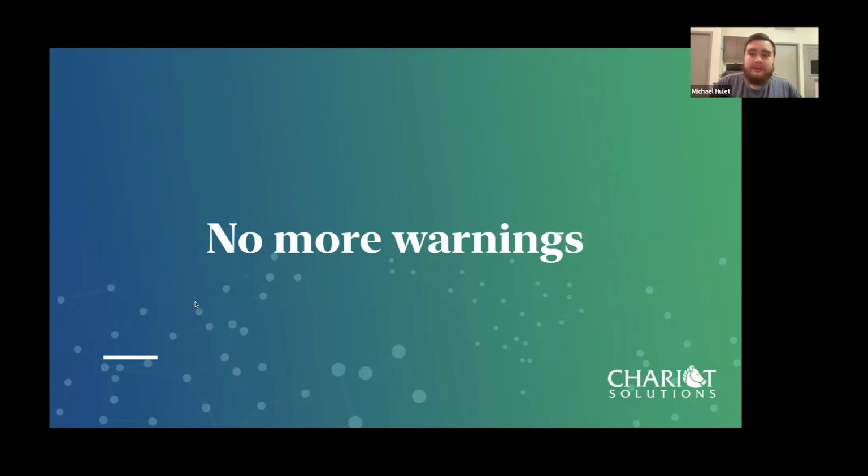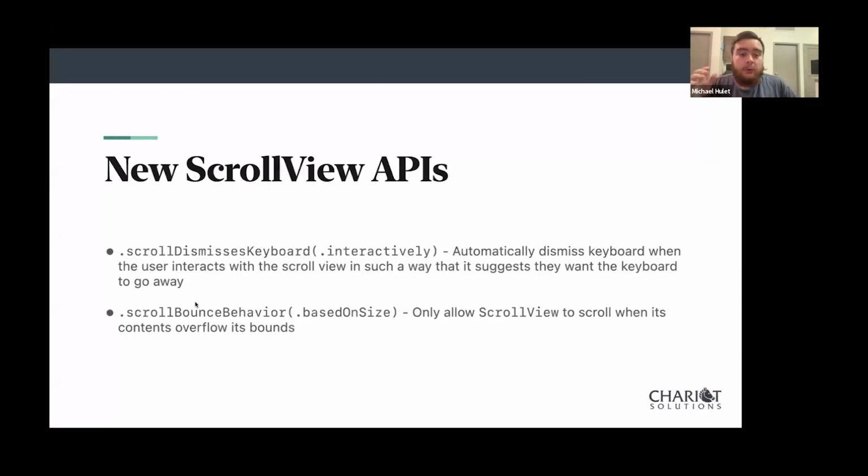So to mention the new things real quick, there were some new scroll view APIs that surface really well. First of all, the user can now interactively dismiss the keyboard. So when they scroll up, it doesn't matter, but when they start scrolling down, then the keyboard will start dismissing. But if they scroll back up, it'll come back up. That used to be very hard to build on your own, but now SwiftUI just does it. I think one of the biggest things I was excited about is the scroll bounce behavior based on size.